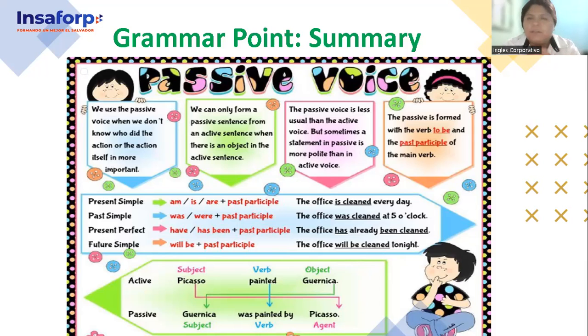Okay, so what happened with the future passive form? We have to add will, right, plus be, plus a past participle. The office will be cleaned tonight. And there you have the structure, right? So remember, in order to create a passive form, we need an active sentence. So it means a subject, a verb, and an object. Passive form, you have a subject, a verb, and an agent. Picasso painted Guernica. Guernica was painted by Picasso. Okay. So this is just a summary of what you have been studying.